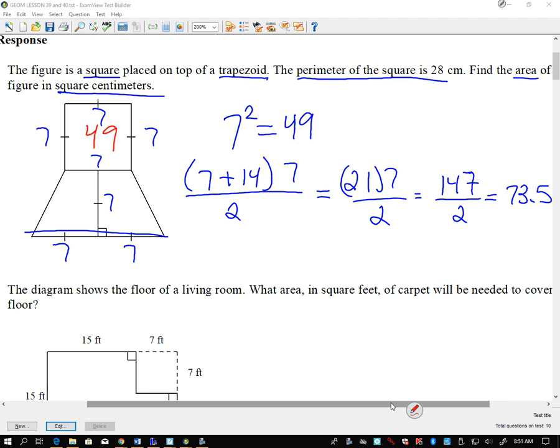What did the 73.5 represent? The what of the trapezoid? The area of the trapezoid. Okay, so 73.5 was here, right? What was the question asking me to do? Find the area of the whole thing in square centimeters. All right, so what do you need to do then?